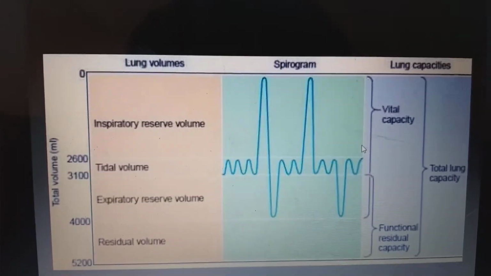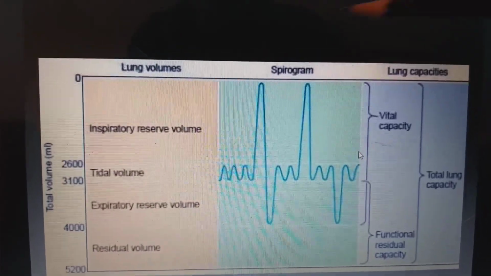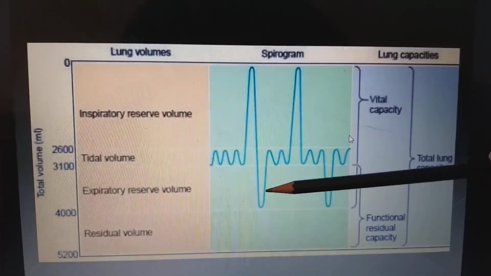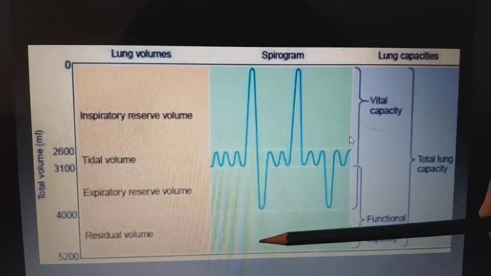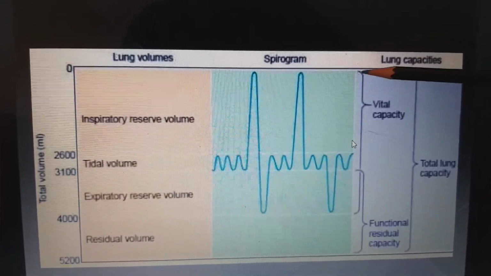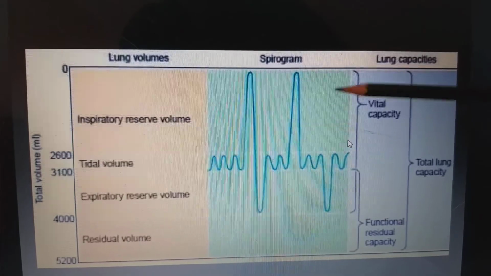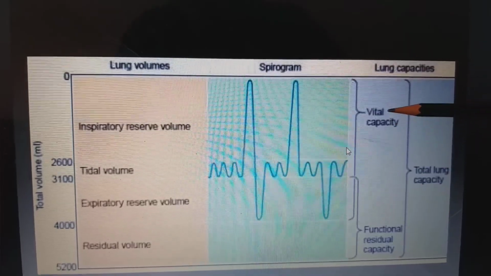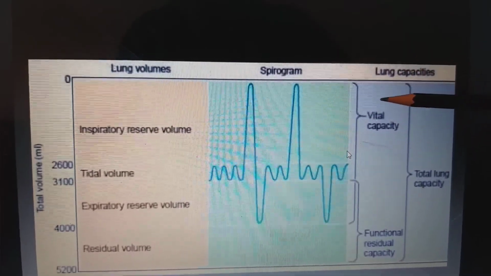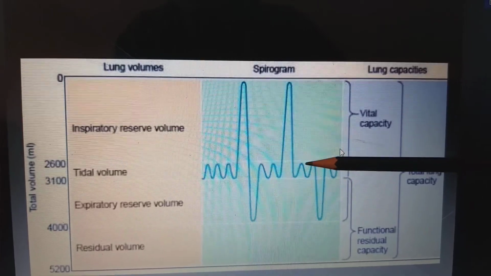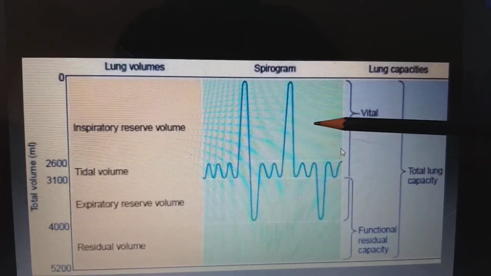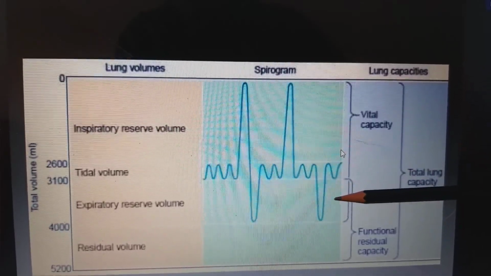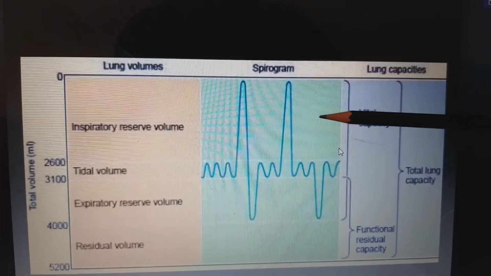So this picture tells us about the volumes and capacities. This is the tidal volume. This is inspiratory reserve volume. This is expiratory reserve volume. And we have residual volume, the remaining air in the lungs. Vital capacity is inspiratory reserve volume, tidal volume plus expiratory reserve volume. These three together we call vital capacity. And we have inspiratory capacity, that is tidal volume plus inspiratory reserve volume. And expiratory capacity is tidal volume plus expiratory reserve volume. And vital capacity is the combination of these three.